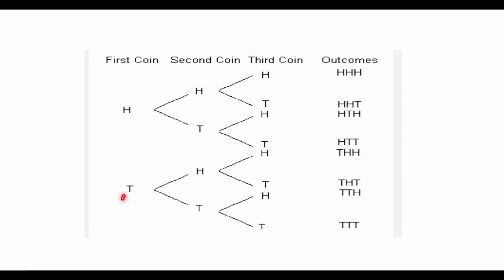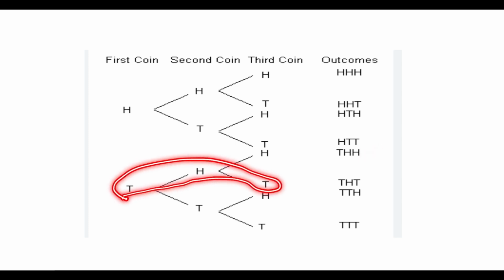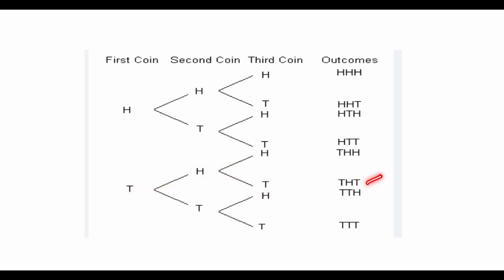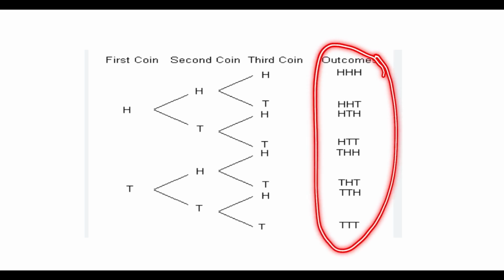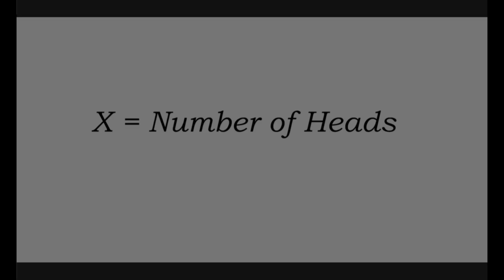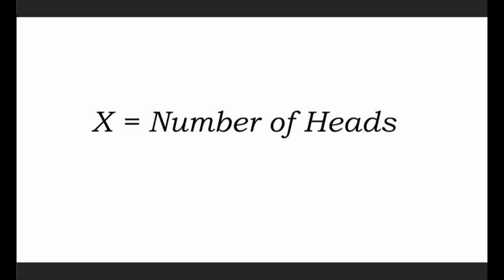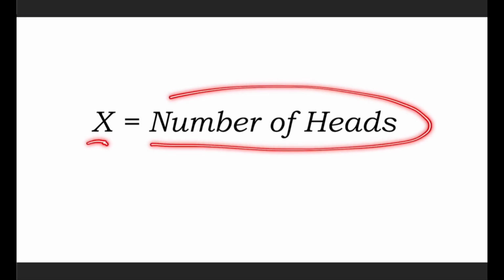Next is tail, head, tail, that is T, H, T. Next is tail, tail, head, that is T, T, H. And last, we have tail, tail, tail, that is T, T, T. And these are the possible outcomes in tossing a coin 3 times. Now, let the random variable capital letter X be the number of heads.